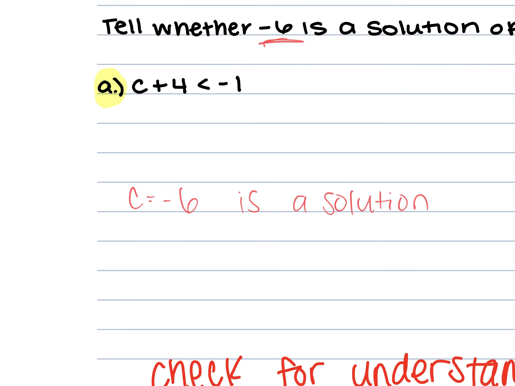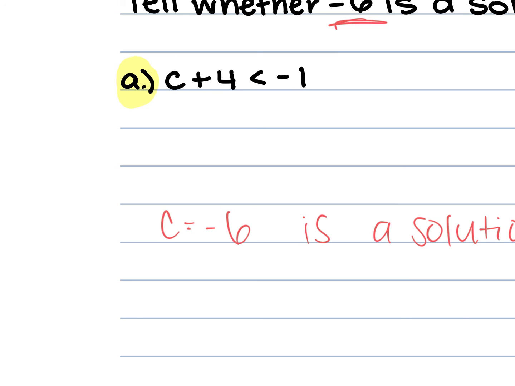Discuss. Go. Listen up. I need a volunteer who got A right to walk me through it. Hunter? So, you're going to plug in negative 6 plus 4 is less than negative 1. Since negative 6 plus 4 is negative 2, it's going to be negative 2 is less than negative 1 because negative 1 is closer. But isn't 2 bigger than 1? Yes, but since it's negative, since negative 1 is closer to the positive numbers, it's going to be greater.